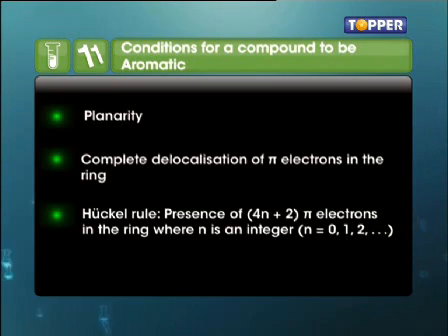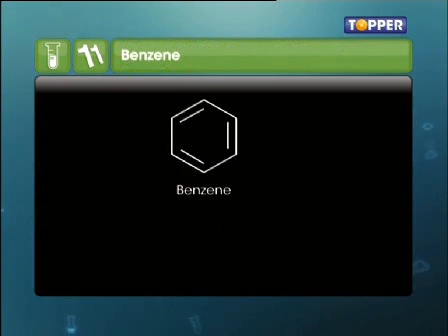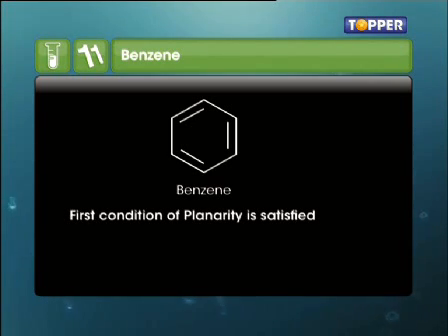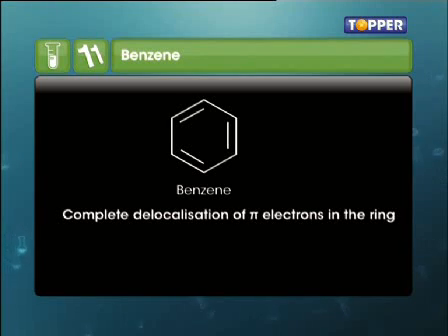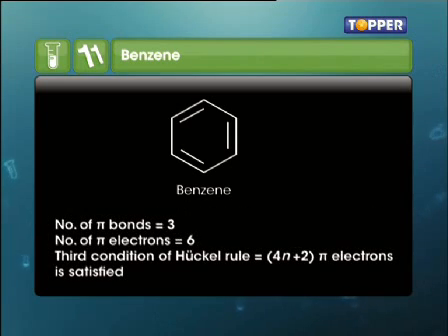Let us now put benzene to this test. In benzene, all the carbons are sp2 hybridized and hence it is a planar structure. So, it satisfies the first condition. Benzene also has alternate single and double bonds and hence complete delocalization of pi electrons is possible. So, it satisfies the second condition as well. Now for the third condition. Since benzene has 3 pi bonds, it has 6 pi electrons. Thus, it satisfies Huckel rule.